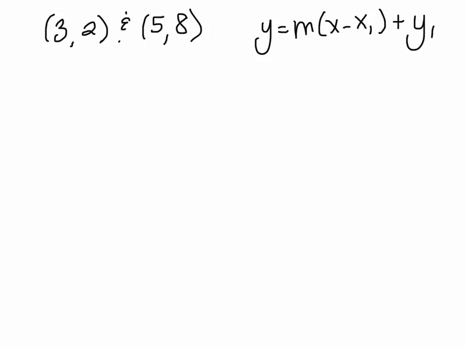Well, what happens if I'm given 2 points? This formula that's on the screen is for a point and a slope. Well, right now I only have 2 points. So step 1 is I'm going to have to find the slope.